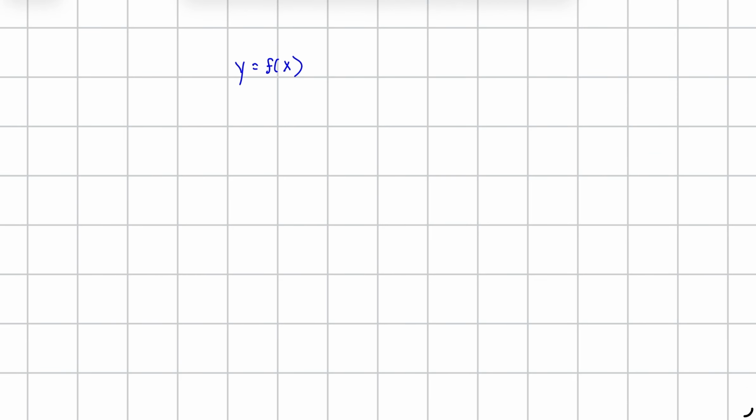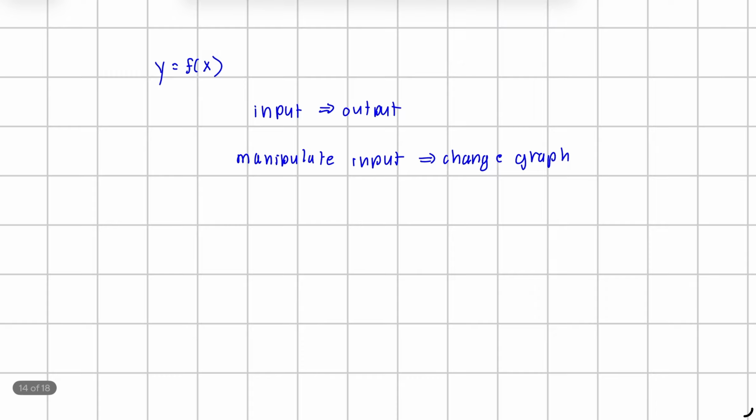In this video, we're going to be talking about transformations. So you essentially have a function and you're going to be changing some attributes of it in the vertical and the horizontal direction. Let's say we have a function y equals f of x, and our function is going to take an input and it will produce an output. So what you need to know is if you manipulate an input, it's going to cause a change in the graph horizontally.